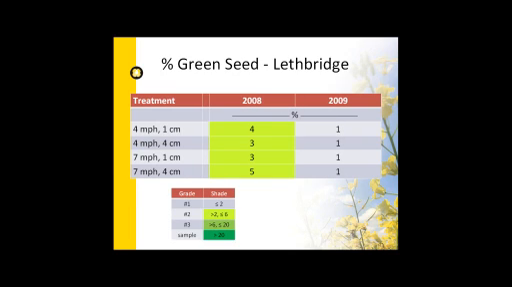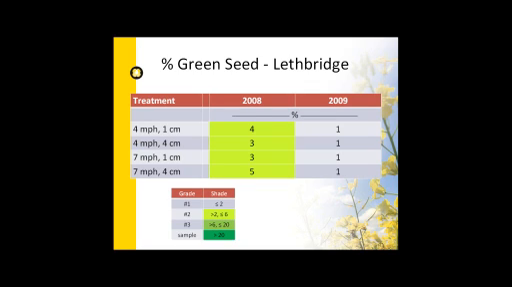Green seed, which is a quality issue when we start looking into harvest, becomes more of an issue in that end as far as economics are concerned. And when we take a look at green seed issues in Lethbridge in 2008, all the treatments are all grading a number 2, but you do see that the green seed percentage is changing. I don't understand why 4 miles per hour versus 4 has actually 1% less green seed, but they all did grade a number 2.